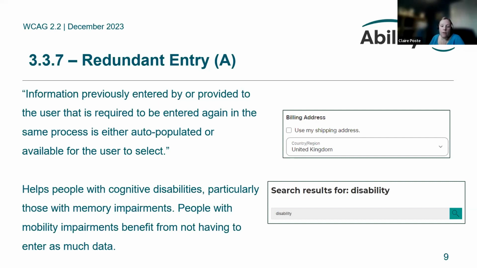And another example is having a checkbox, which basically says, do you want to use this information again? I think the one that most people will be familiar with is when you're using your shipping address for your billing address, which is an example I've got on this slide. There's a checkbox for a billing address that says use my shipping address. You can check that and it automatically populates everything through.